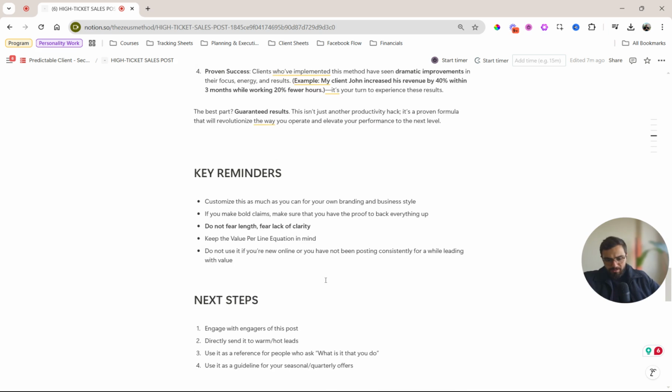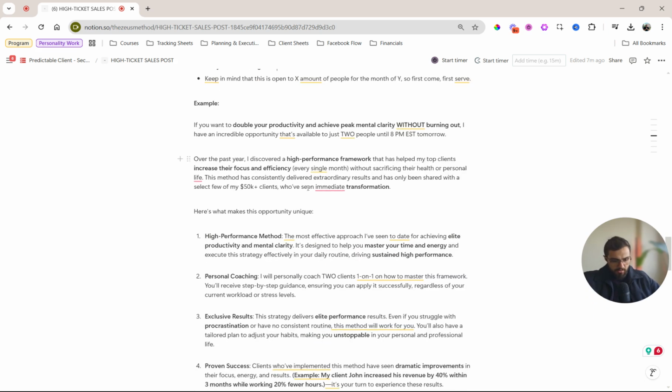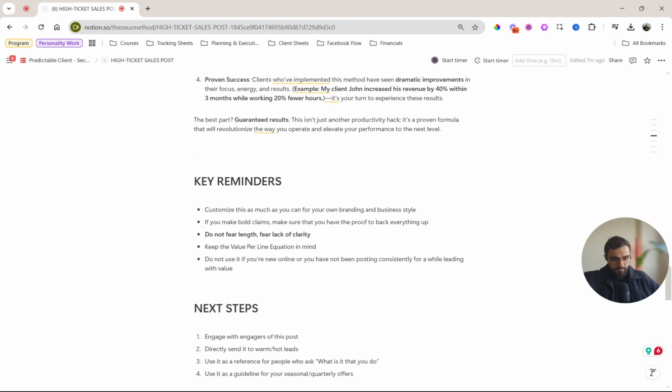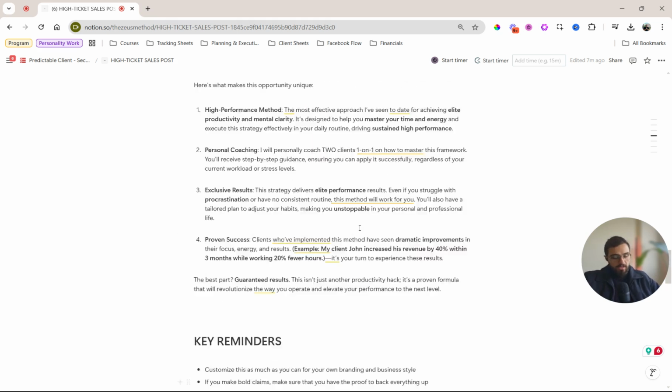Now, I don't want you to be that guy that takes this example and just copies and pastes it. I'm even debating whether I remove it or not, but I'll see. Reminders: customize this, by the way. Stick with me for a second because I want to show you how to launch it. Customize this as much as you can for your own branding and business style. If you make bold claims, make sure that you can back them up. Do not fear length, fear lack of clarity.